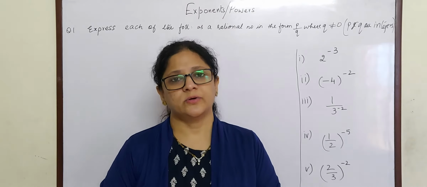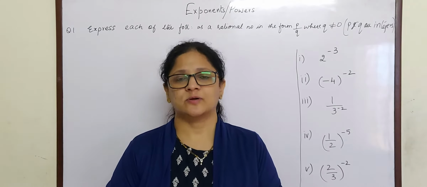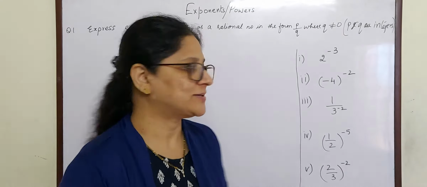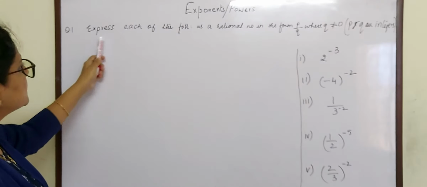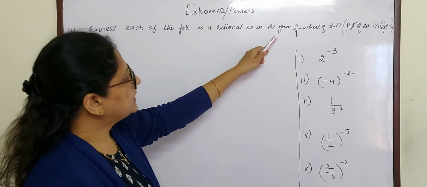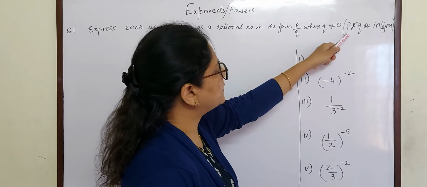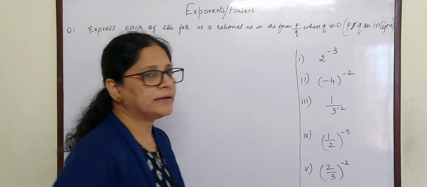So children, today we are going to learn a new chapter called exponents. So let us start with the first question. Express each of the following as a rational number in the form of P by Q where Q is not equal to 0 and P and Q are integers.